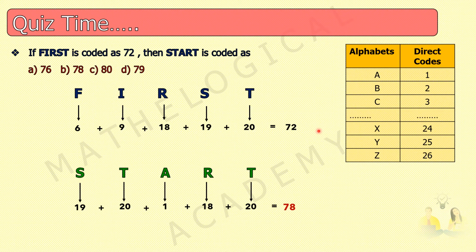Similarly for START, here you really don't have to work so much again because we already have the code for S. From FIRST itself, we have the code for S, we have the code for T, and the code for R. So 2 T's here, 1 S, and R, and only the code for A you need, which is 1, and then add all of them. You get 78. Our answer.